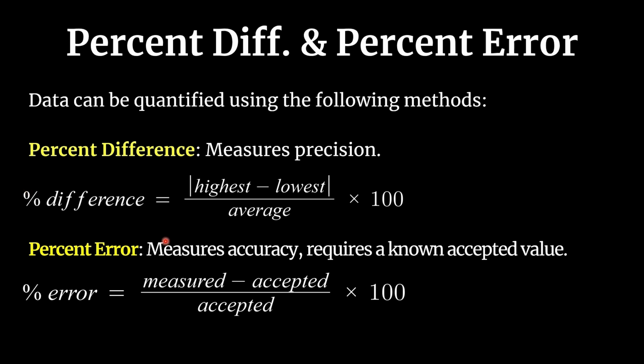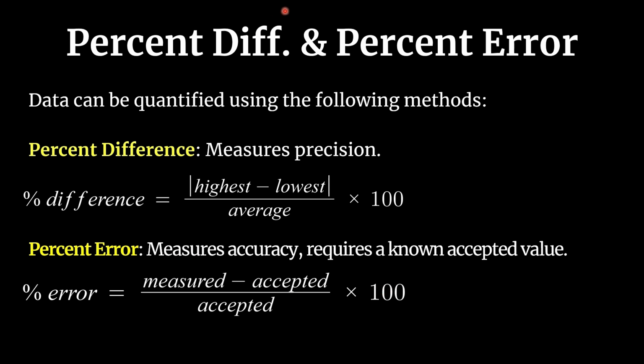Percent error measures accuracy, but as you have seen in question number 2, it requires a target value or a known accepted value to compare the data to. It is calculated by subtracting the accepted value from the measured average and then dividing this difference by the accepted value. Then you multiply the result obtained by 100 to get a percentage.